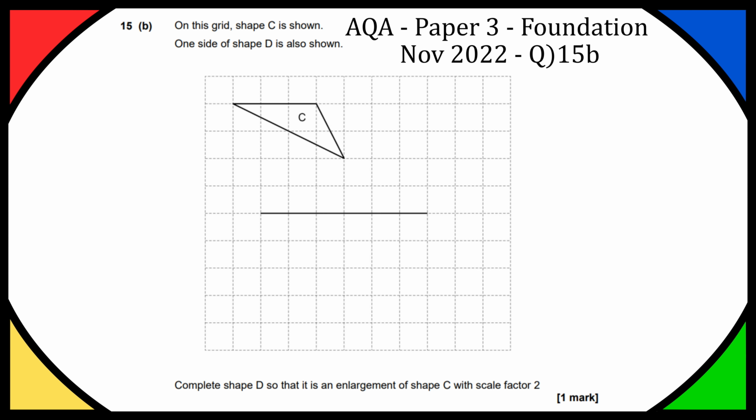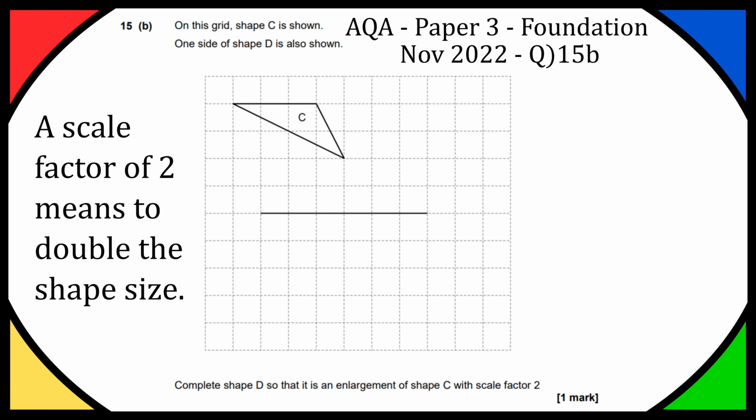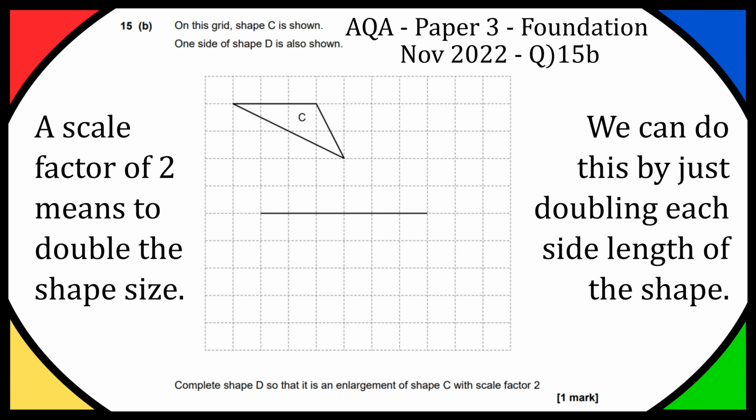Then we have a visual of a big grid. We have shape C, which is a triangle, and then we have one line of shape D. It says complete shape D so that it is an enlargement of shape C with scale factor 2, and it's a 1 mark question. So a scale factor 2 means to double the size of the shape, and we can do this by just doubling each side length of the shape.